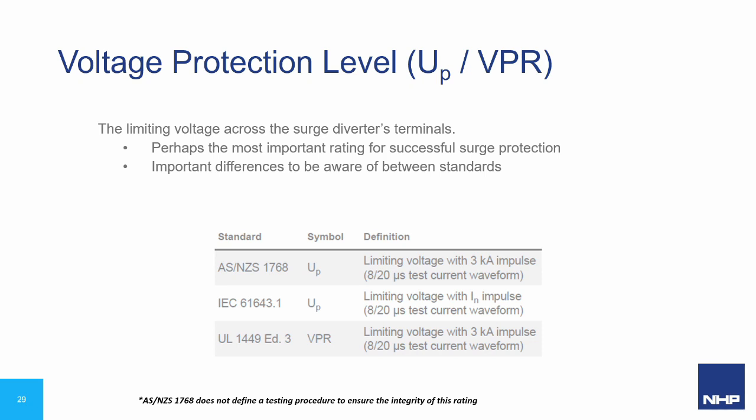The AS-NZS standard uses a symbol of UP and states that the voltage protection level is defined as the residual voltage as a result of the 8/20 microsecond test waveform at a test current of 3 kA. Note, however, once again, there is no test procedure. The IEC standard also uses the symbol UP. However, it defines the voltage protection level as being the residual voltage when tested at I nominal on the 8/20 microsecond waveform. The UL standard uses the symbol VPR, also known as the voltage protection rating. It's tested on the 8/20 microsecond waveform at a test current of 3 kA, similar to the AS-NZS standard.